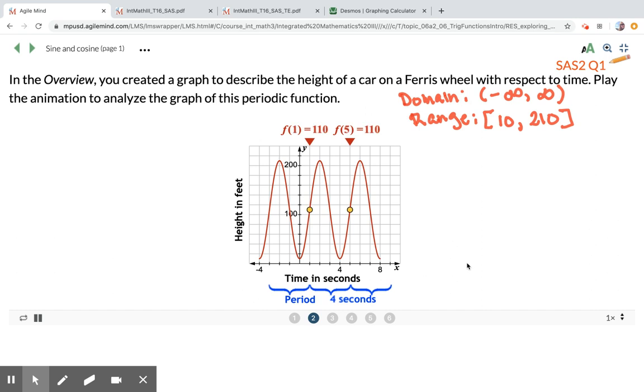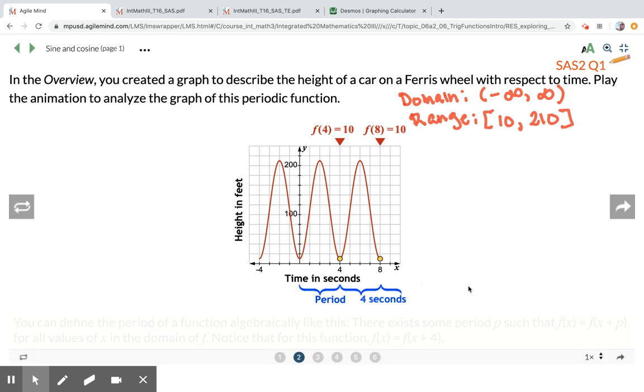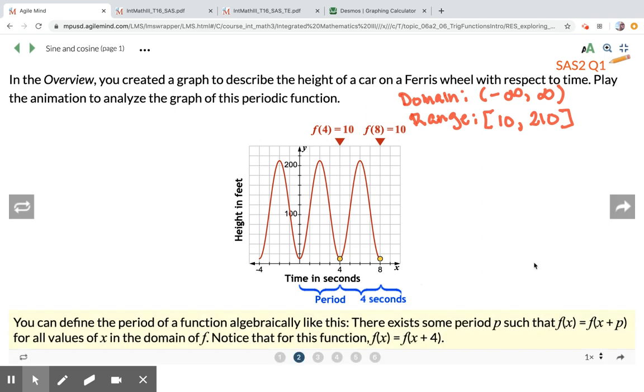So like I said, you can count from bottom to bottom. You can count from spots in the middle. You can count from spots at the top. It doesn't matter. It takes 4 seconds. Whichever one of these you pick, it's going to take 4 seconds to do one complete cycle. So the way we write that, you could have literally written 4 seconds for your period. That would have been fine.